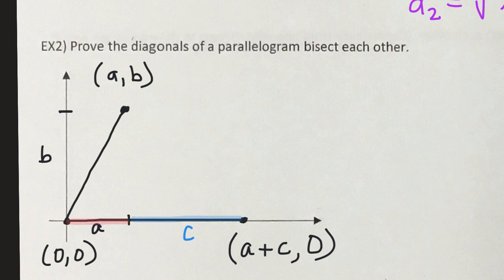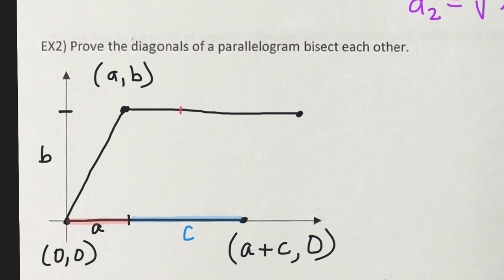Okay, now we have one other point to decide, and that point has to be out here in order to have a parallelogram. Okay, and what we know about parallelograms, the top length has to be the same as the bottom length. So what is the length of the bottom? A plus C. So we have to go another A plus C up there. So let's draw that in here.